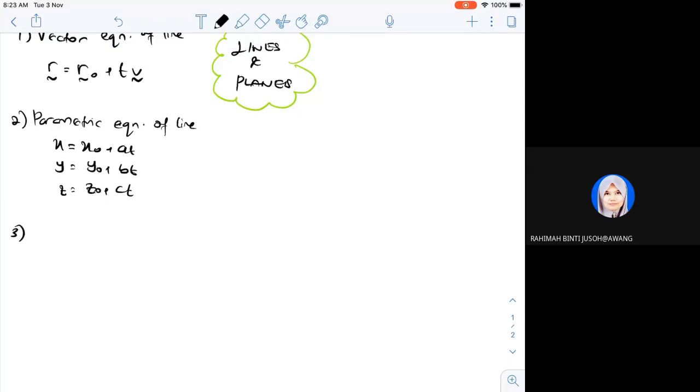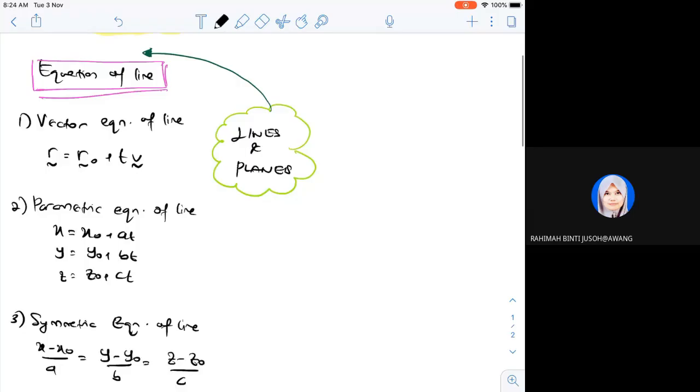Number three, we will have symmetric equation of line. Okay, symmetric equations of line, we will have (x minus x naught) over a equals (y minus y naught) over b equals (z minus z naught) over c. Okay, so you will have these three types of equation for a line.